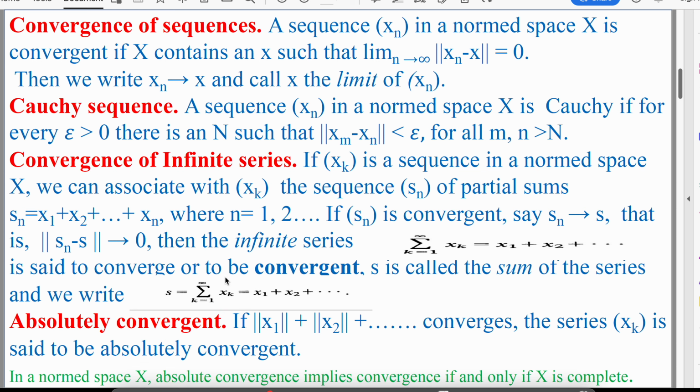Now the series is absolutely convergent if norm x1 plus norm x2 plus ... converges for the series xk. In that case the series xk is said to be absolutely convergent. In a norm space X, absolute convergence implies convergence if and only if X is complete.